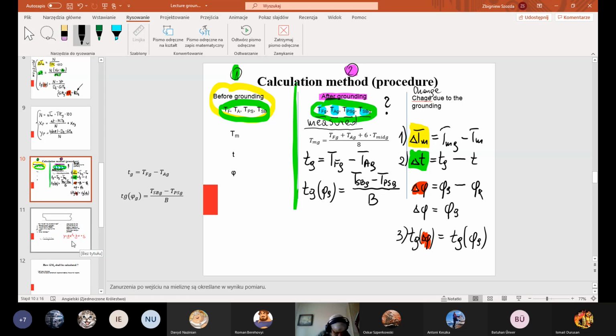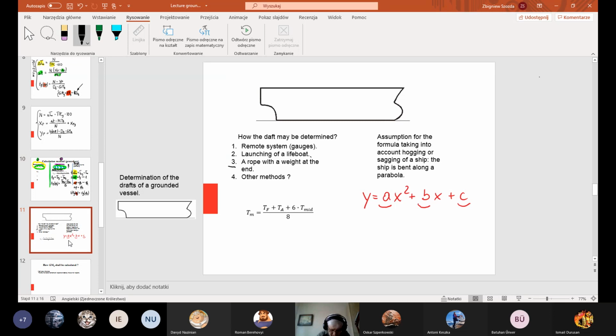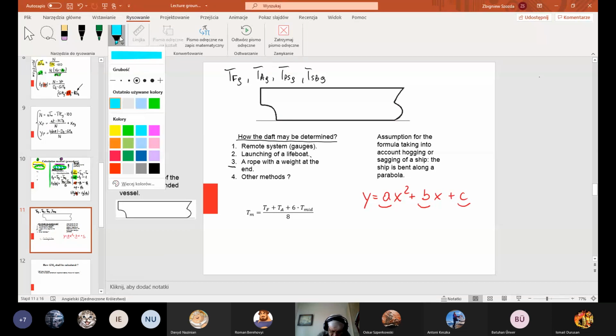Maybe I have a slide for what could be the method. Yes, I have. Okay, so let us turn to this slide. How the draft may be determined. Draft, it means we need four numbers. We need four numbers: draft fore after grounding, draft aft after grounding, draft port side after grounding, and draft starboard side after grounding. So I mentioned here three methods, 1, 2, 3.